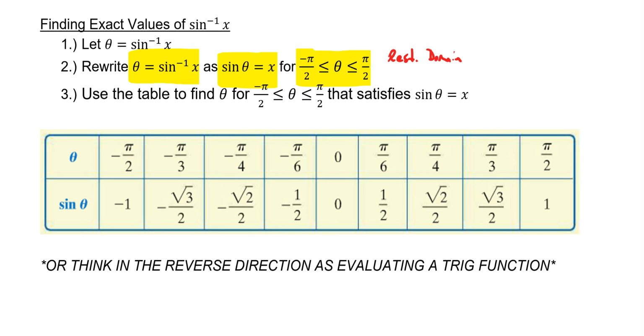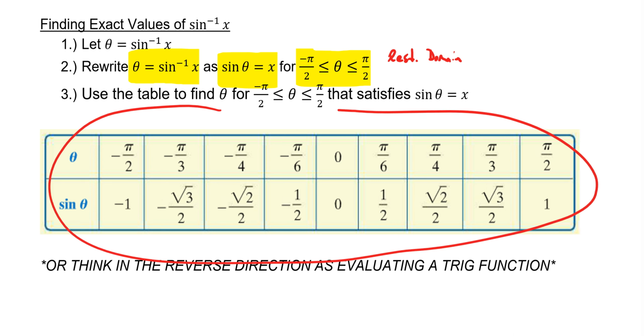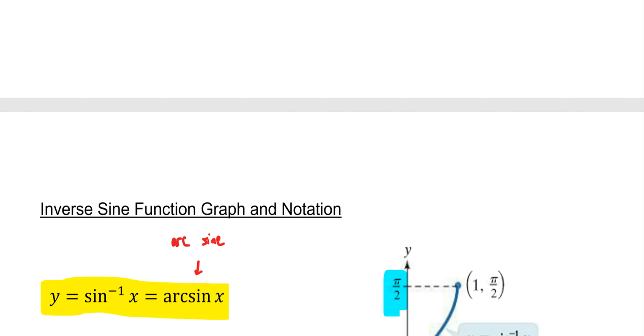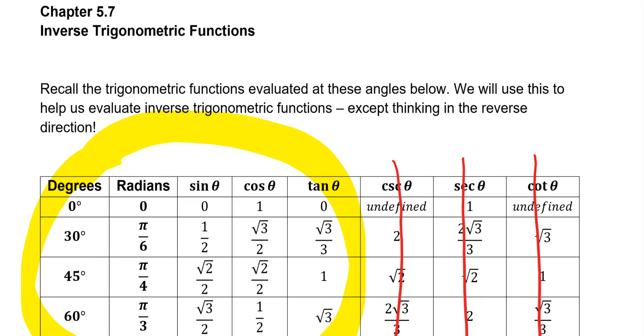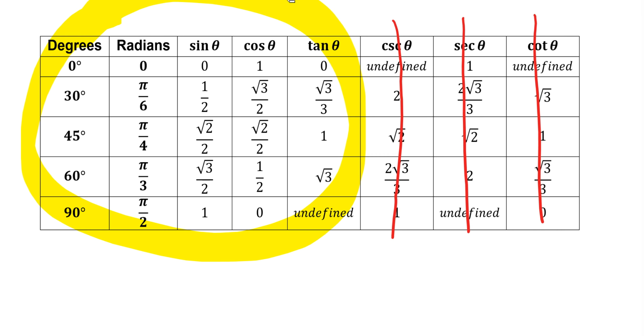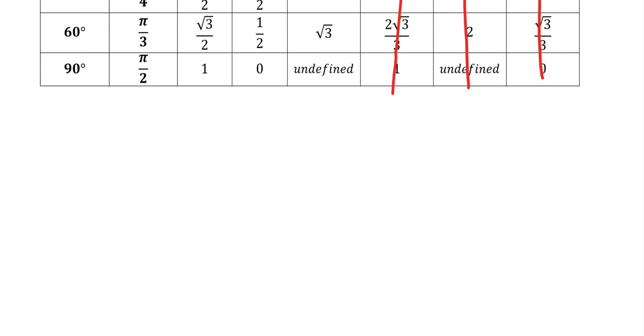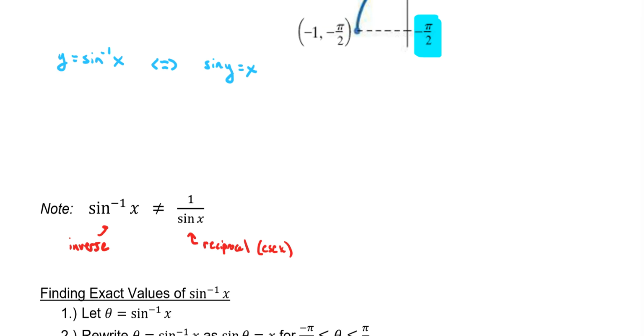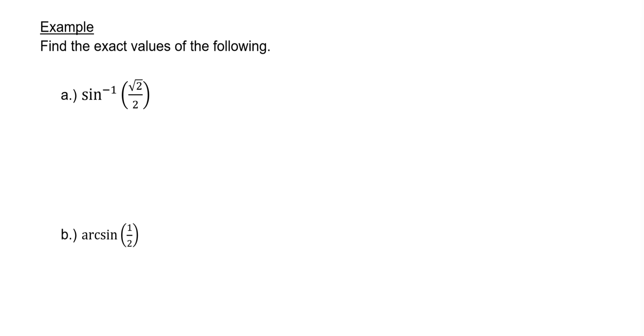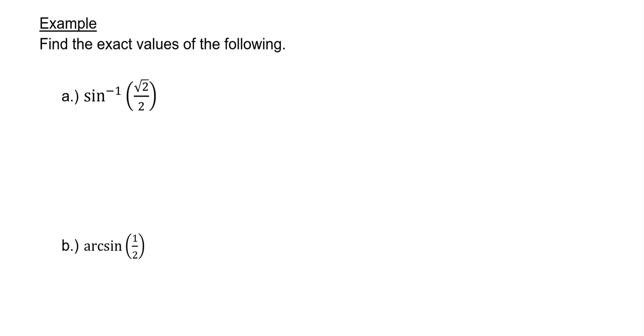You can memorize this little table if you really want to, but I'm not going to do it this way. The only thing you have to memorize is the reference angle table from the first page, which we should already have memorized. As long as you have these values memorized for sine, these questions are usually really quick and easy. So let's jump into an example to see how to do these questions. Find the exact values of the following.